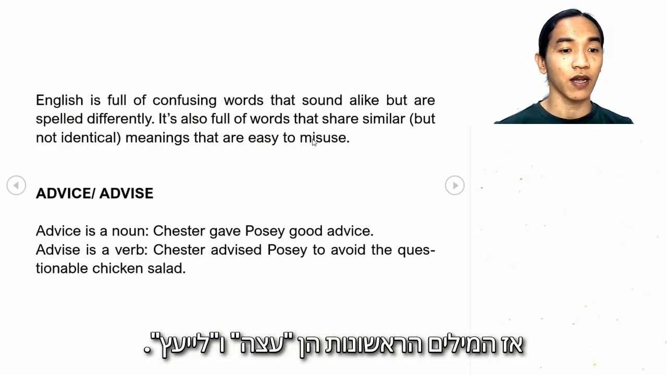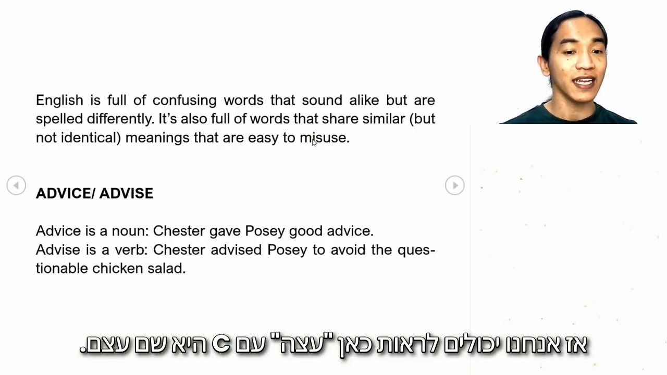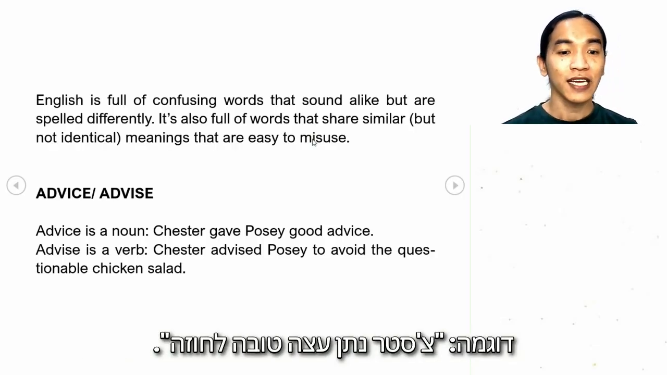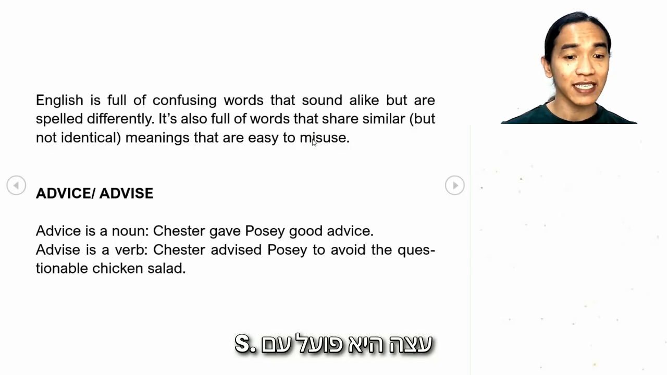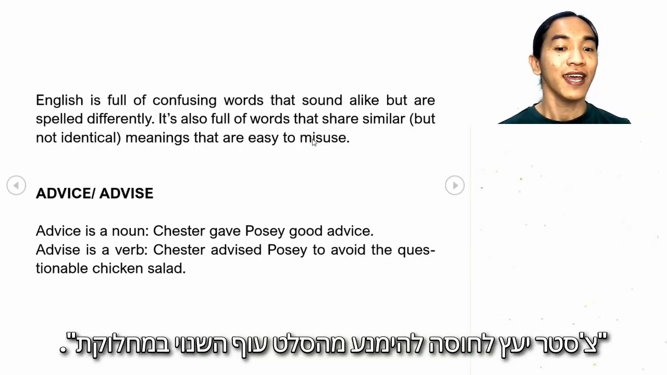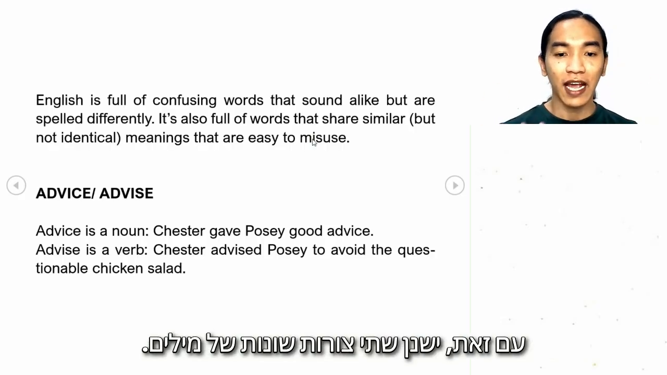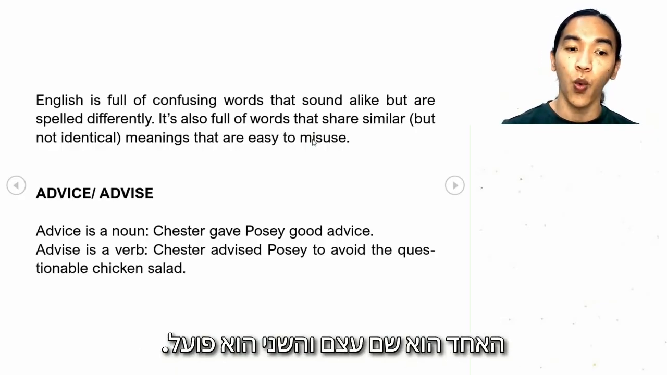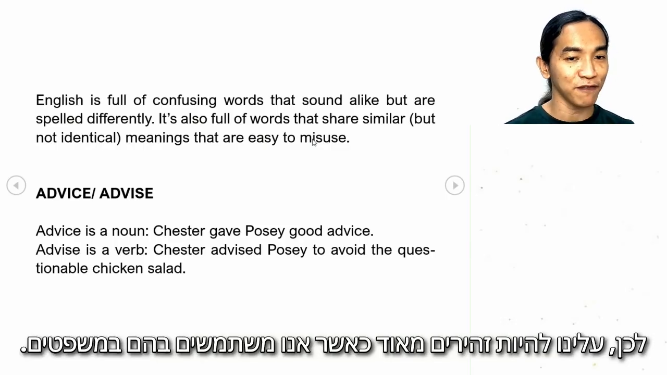So the first words are advice and advise. So we can see here that advice with C is a noun. Okay, example: Chester gave Posey good advice. All right. Advise is a verb with S. Okay. Chester advised Posey to avoid the questionable chicken salad. So with these two words, the meanings are actually the same. However, they are two different forms of words. One is a noun and the other one is a verb. So therefore, we have to be very careful when we use them in sentences.